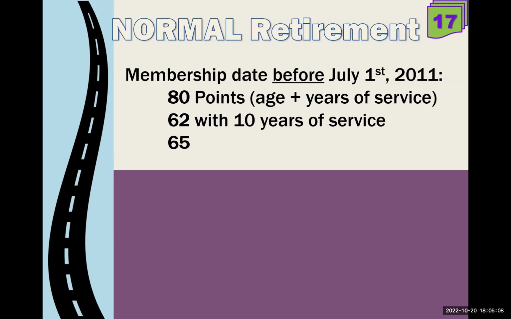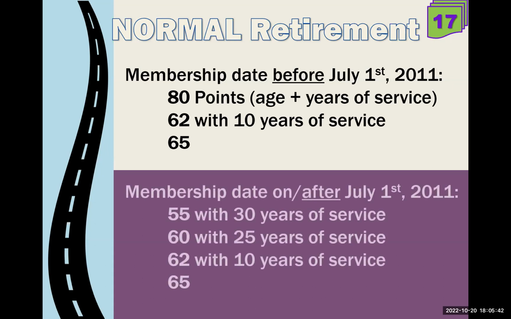Now, for the rest of us who maybe didn't start working for an ASRS employer in our 20s, we may have to wait until we're 62 with at least 10 years of service. Now, if you add 62 and 10, you do fall short of the 80 points, but it's still considered normal retirement, or age 65 with any number of years. Whichever one of these three happens first for you is when you have reached normal retirement with ASRS.